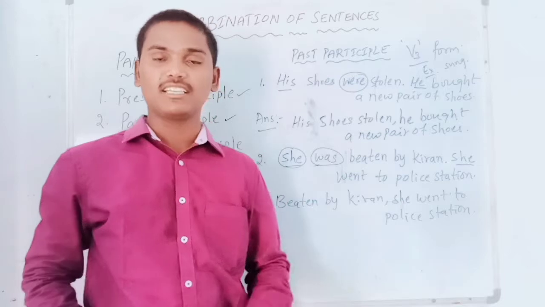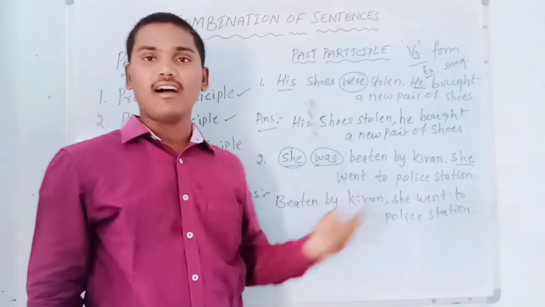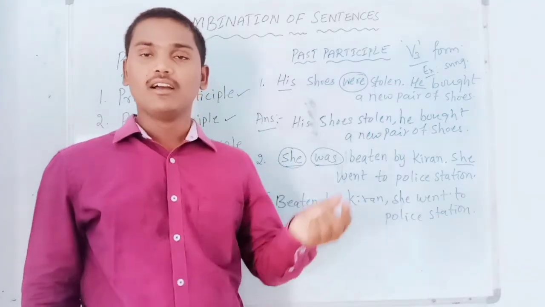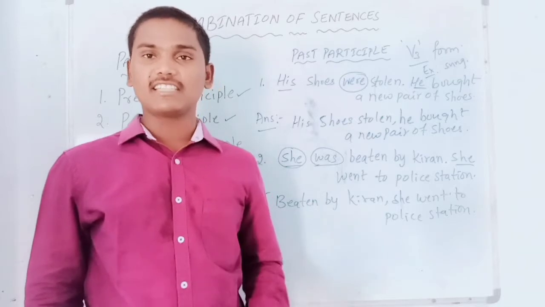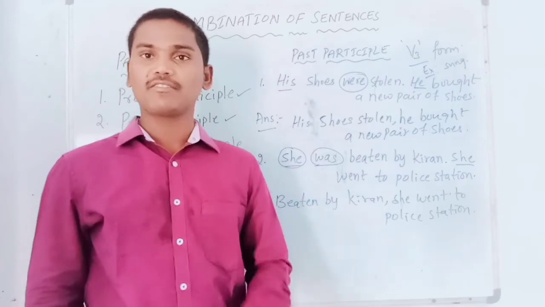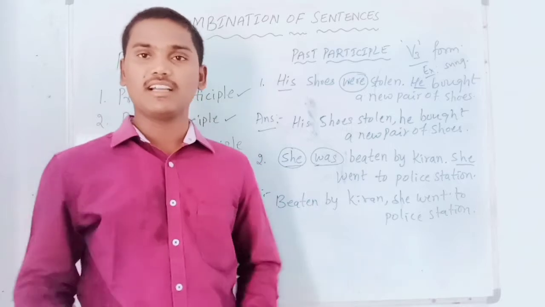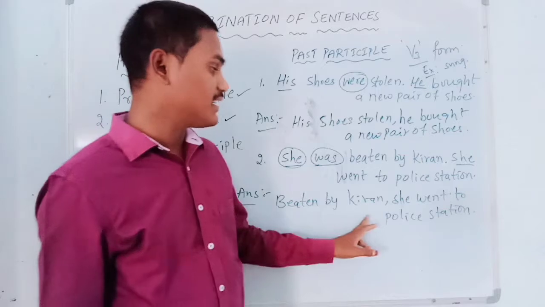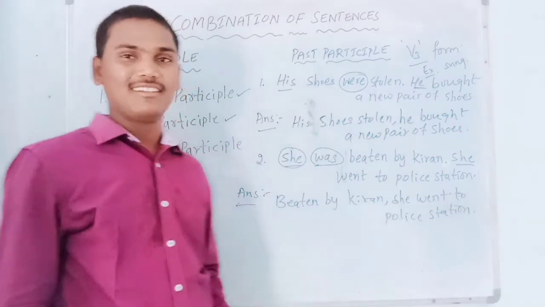Both sentences have the same subject. That is why we need to remove one subject in the first sentence. That is what we did. And after that, as I already said in the first example, whenever we get a helping verb in a problem, we need to remove that helping verb in the answer. So whenever we join two sentences into a single sentence with the help of past participle, we have to do all this, because these are the rules in English. According to the rules, we have to do everything properly in an answer. That is what I am teaching and you are listening. I hope you got everything I am teaching you. Okay? Beaten by Kiran, she went to police station. So she is with a small letter. Okay?